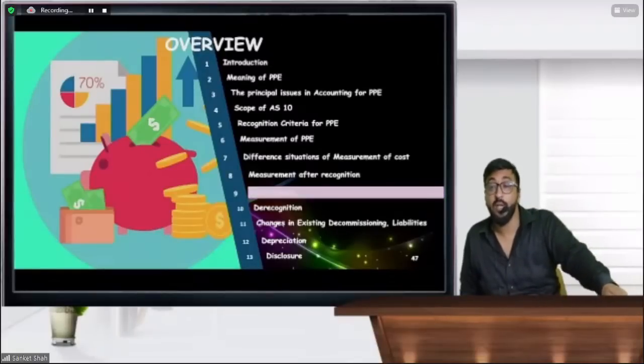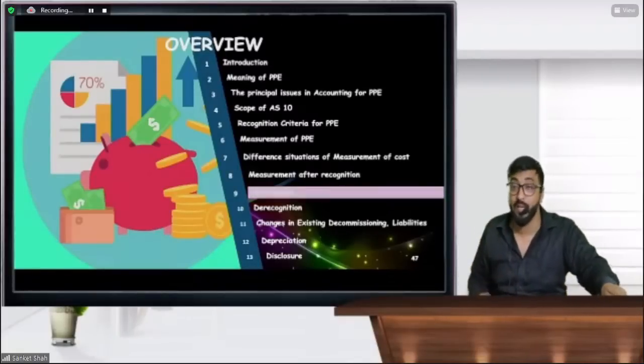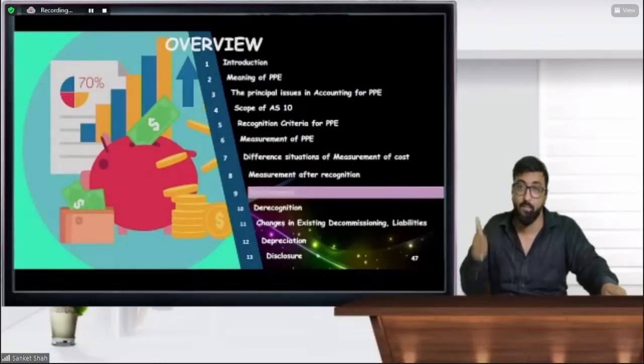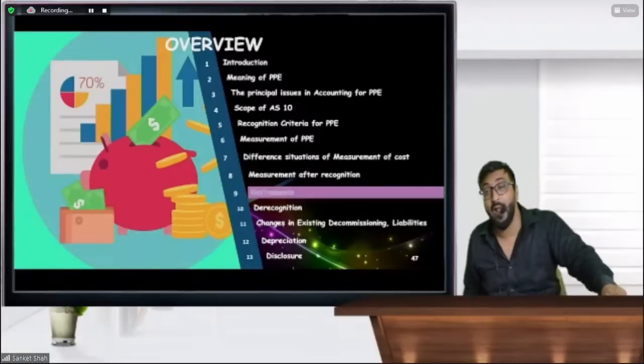And one more point, yes, I forgot: at the time of recognition, the first time we incur the cost, that is the main cost, and then the subsequent cost is divided into 3 parts. One is day-to-day servicing, which is transferred to the profit and loss account. Replacement cost: the old part that is replaced will be deducted and the new part will be added. And the inspection cost has the same provision.